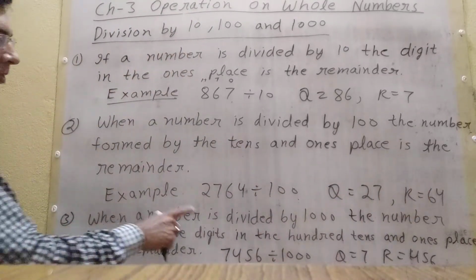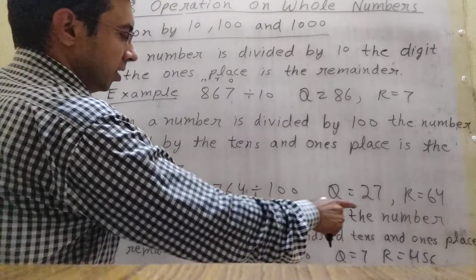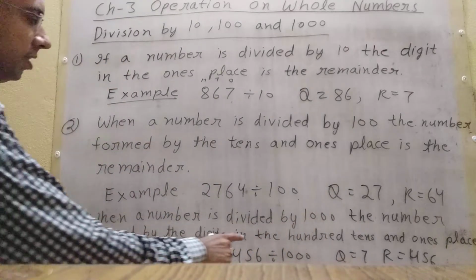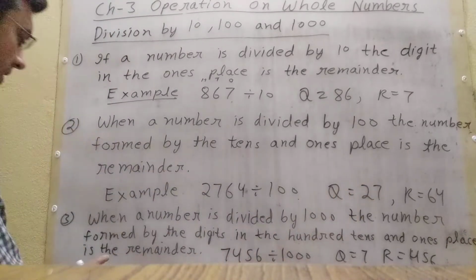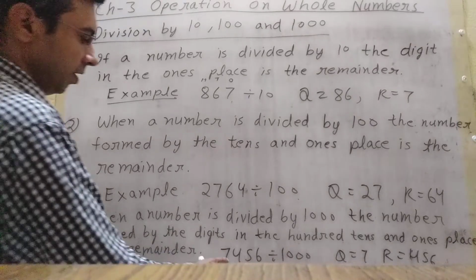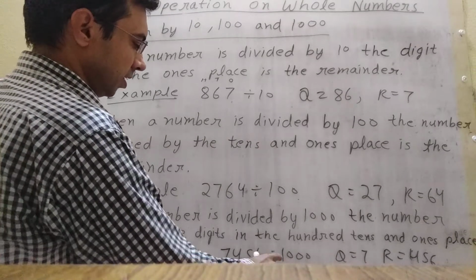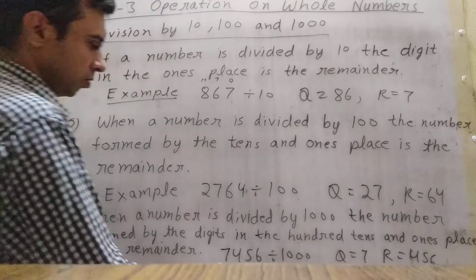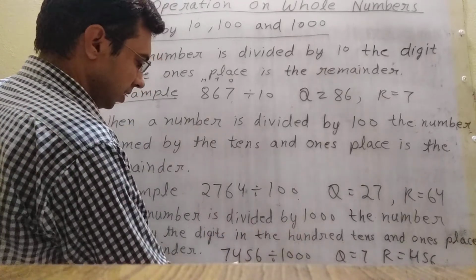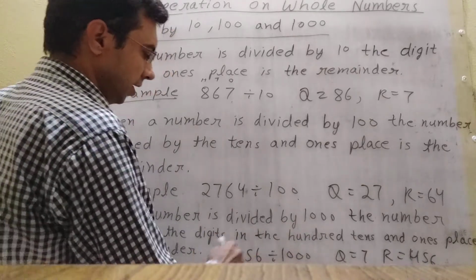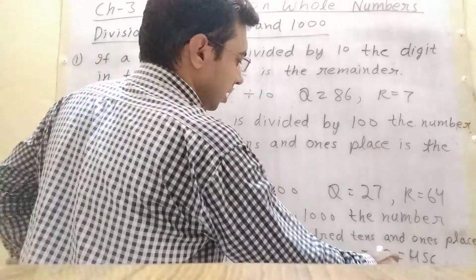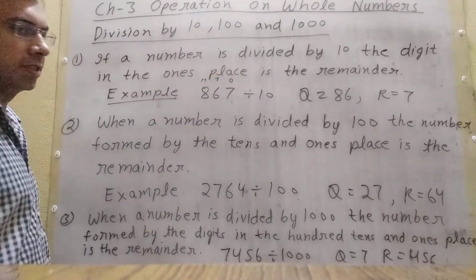When a number is divided by 1000, the number formed by the digits in the hundreds, tens and ones place is the remainder. 7456 divided by 1000. So hundreds, tens and ones place is the remainder and the rest is the quotient. Quotient is 7, remainder 456.